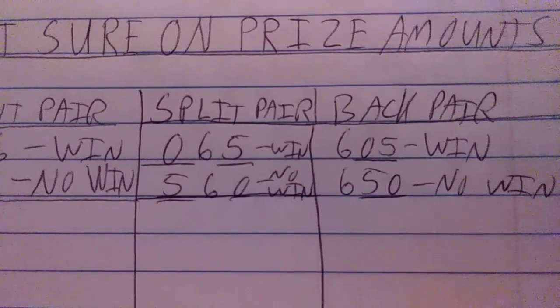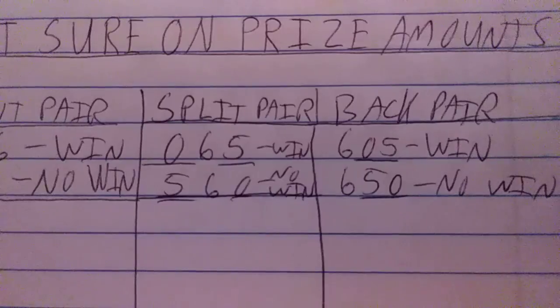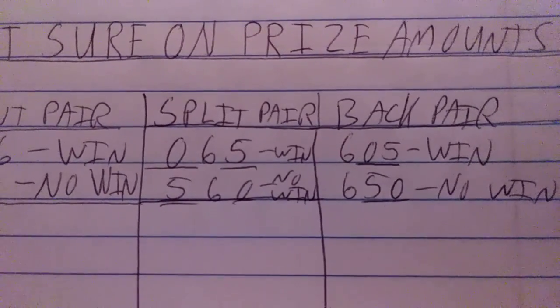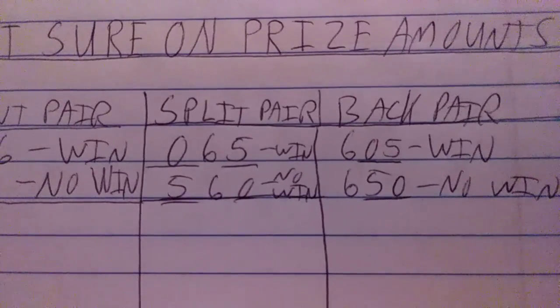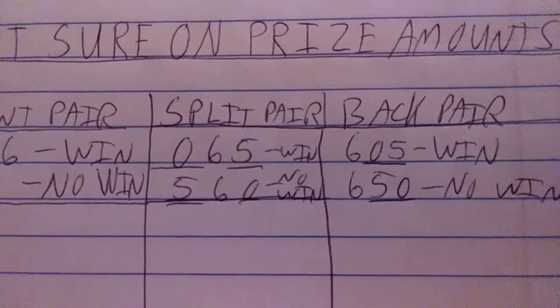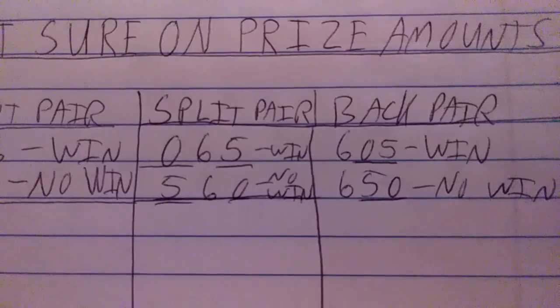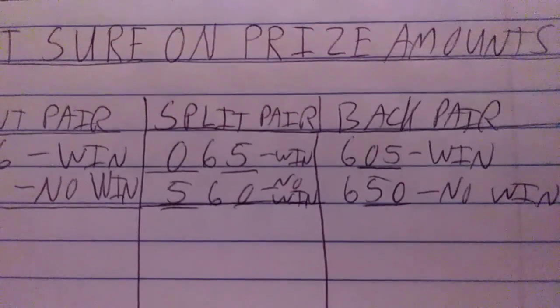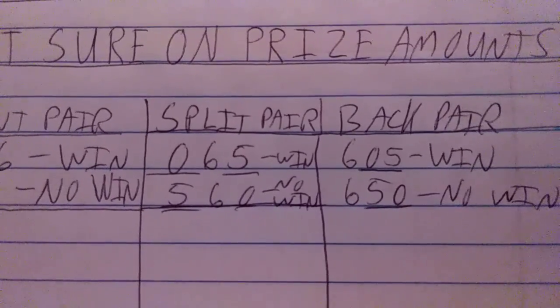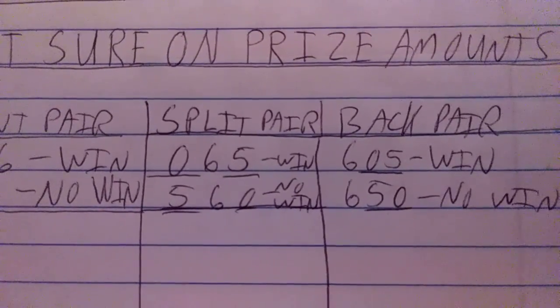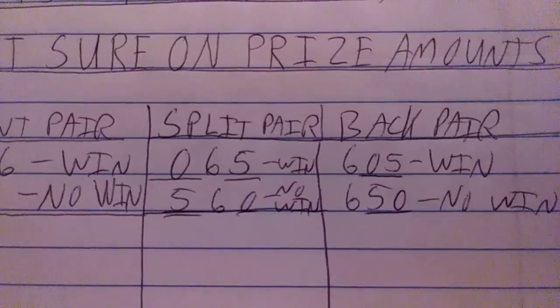Same example, let's say you had it as 605. If you played a 05 back pair, then you would win. And if you played a 50 back pair, you would not win because it does have to be an exact play. In the next couple of sections, I'm just going to show you an example of how I do the back testing.